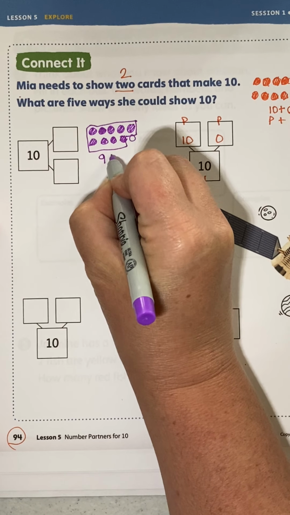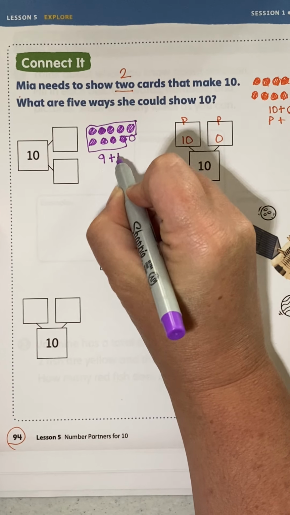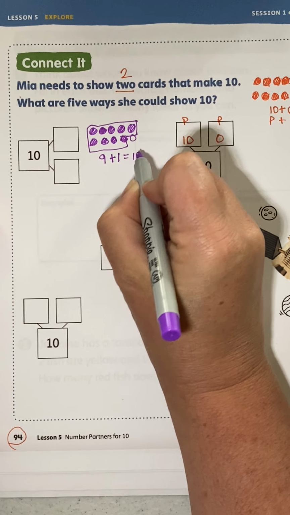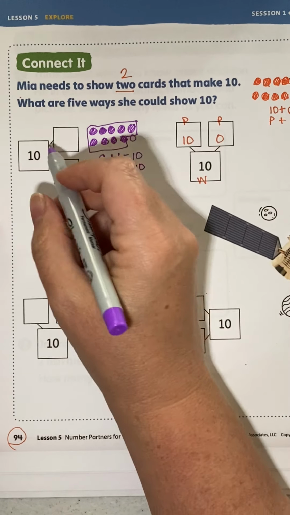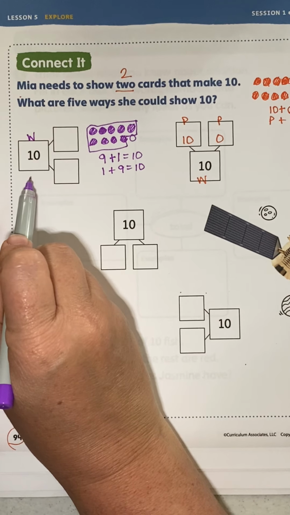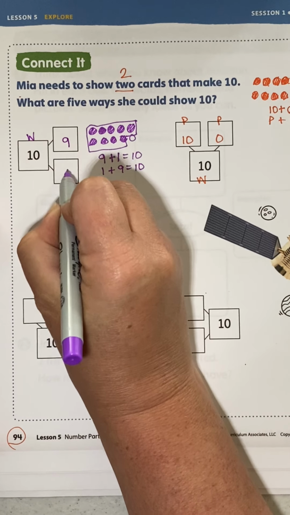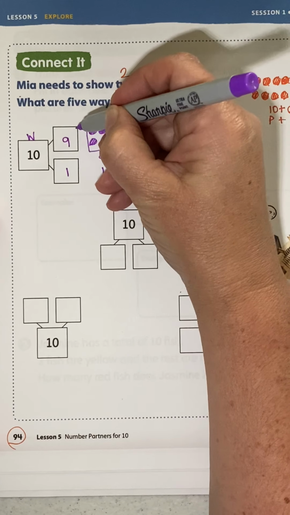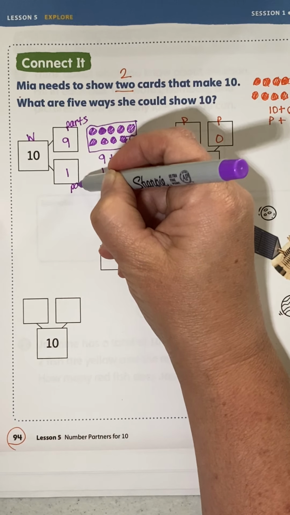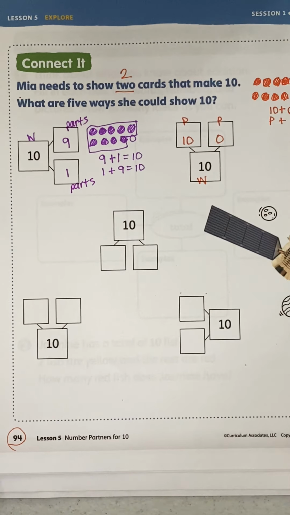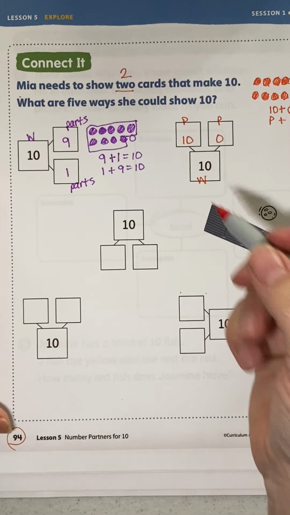So 9 plus how many are not colored in? 1. 9 plus 1 equals 10. 1 plus 9 equals 10. So here's my whole. My whole is 10. All of them together, right? And 9 and 1 are my parts. A part plus a part is a whole.